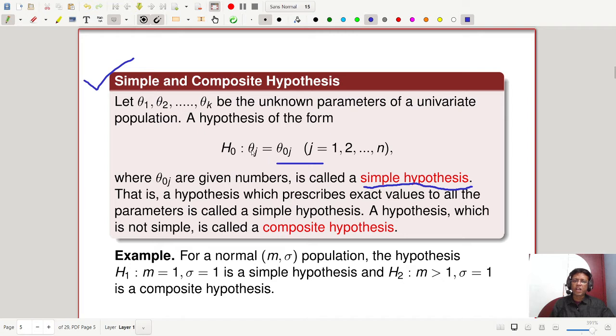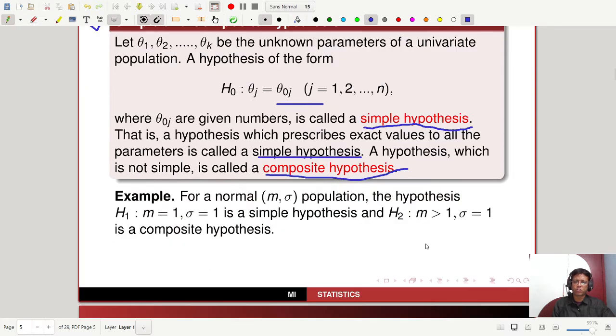That means theta j is specified, and the value of theta j is theta naught j. That is, a hypothesis which prescribes exactly all the parameters is called a simple hypothesis. There is no unknown. You know all the parameters. Then that type of hypothesis is called a simple hypothesis. Otherwise, the hypothesis is called a composite hypothesis. So a hypothesis which doesn't specify the population completely is called a composite hypothesis.